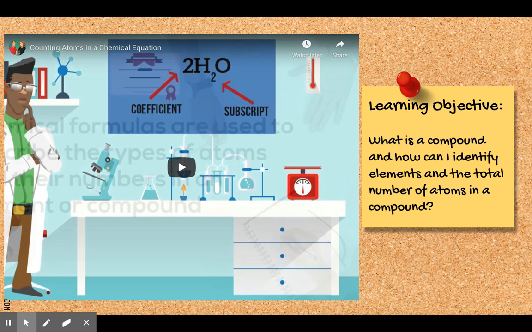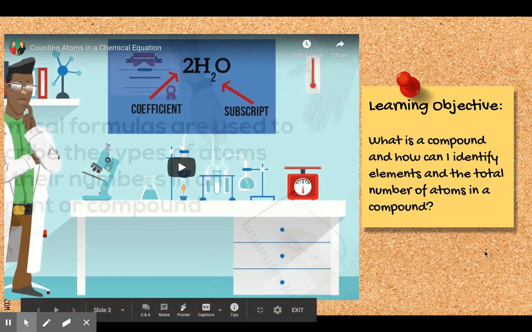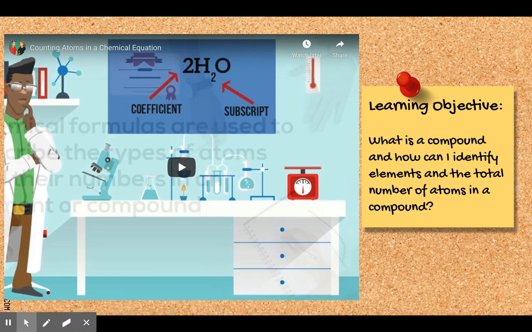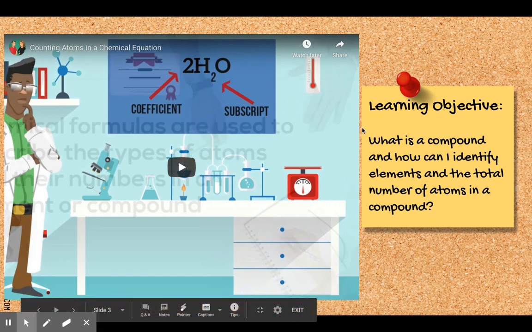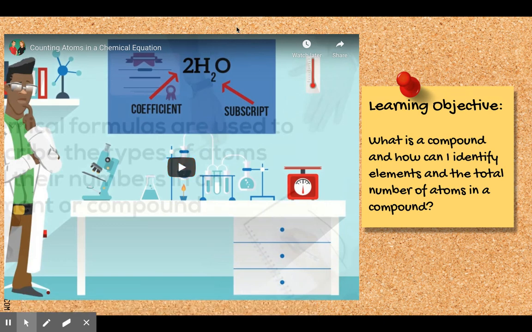Today's objective is you're going to further identify what a compound is and how you can identify elements and the total number of atoms in a compound. So you're going to watch this video about how to count atoms in a chemical formula. They label it a chemical equation. That's the same thing. And you're going to learn specifically about what a subscript is. A subscript is that tiny little number that you read about yesterday that's behind the chemical symbol it's attached to.